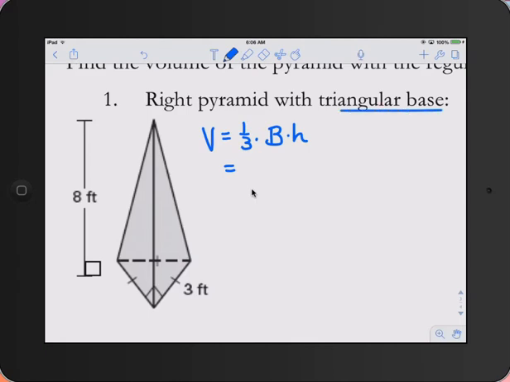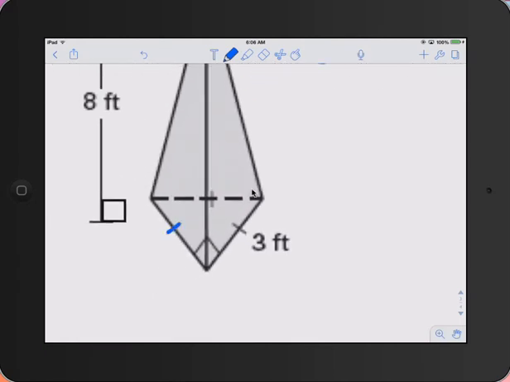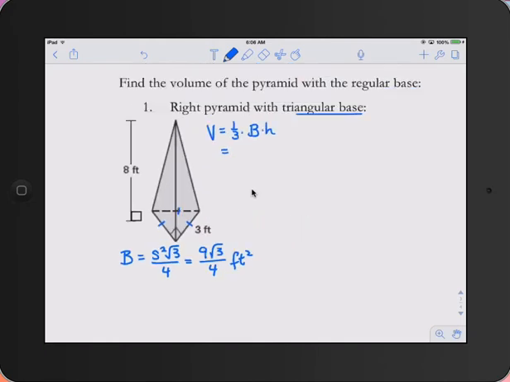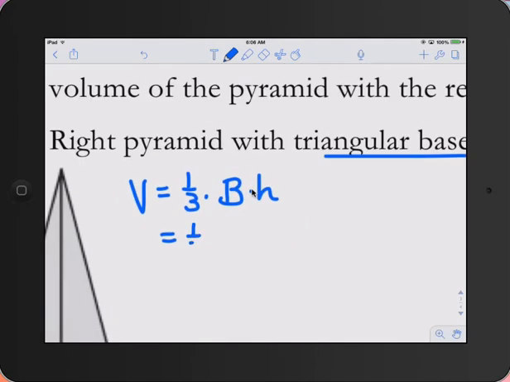Now, this is a triangular base. If you look very carefully, you can see that this is actually a regular triangle. So remember that the base area, it's a regular polygon, so you can do 1/2 a p. You can divide it into 30-60-90 triangles, do 1/2 base height. But my preference is s squared root 3 over 4 because we know that the side length is 3. So it'll be 9 root 3 over 4 feet squared. Okay, so that's going into here, 1/3 times 9 root 3 over 4.